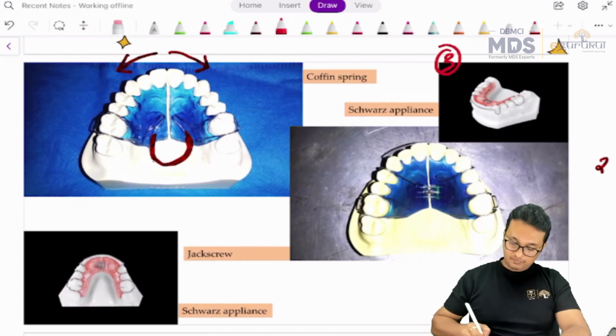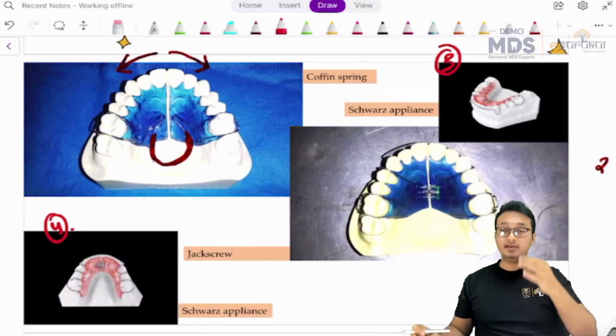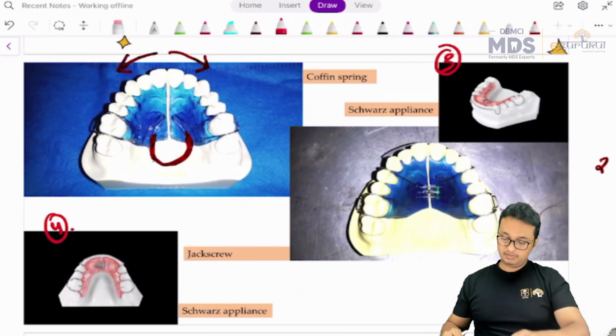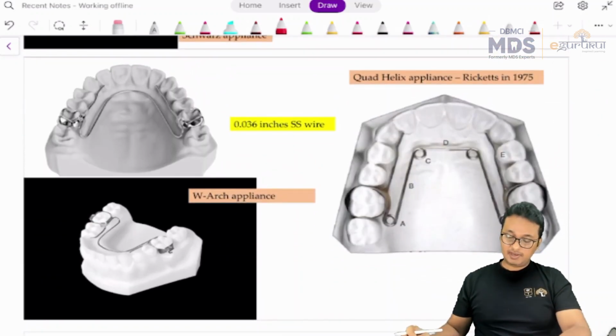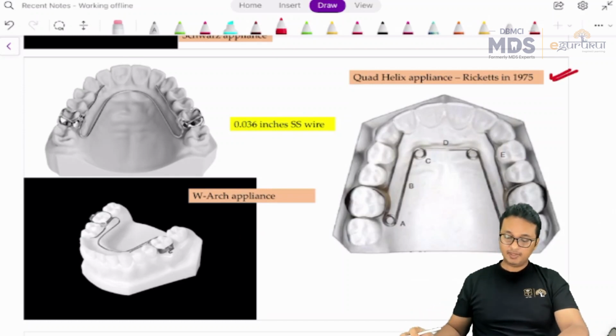And third and fourth figure shows expansion screw, which is also known as Schwartz appliance, which is specifically used for expansion of the mandibular arch. Now we have fixed appliances in the form of quad helix appliance, which was introduced by Ricketts in the year 1975. It is made up of 0.036 inches hard stainless steel wire.